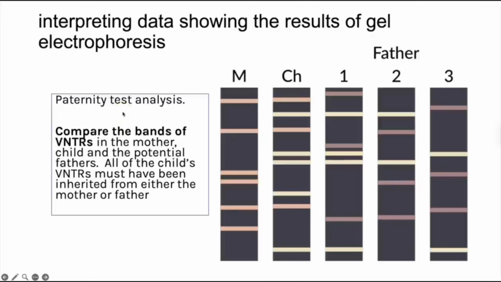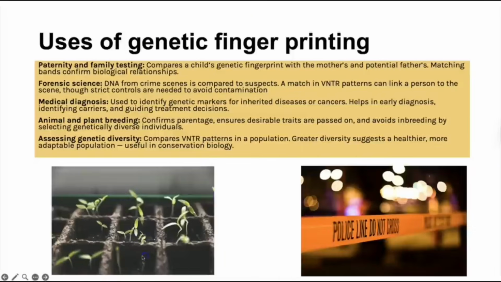So that can be used to interpret paternity tests as well. We could look at the mother and the child, and any band that the child has that isn't from the mother must be from the father. And that's how we can use it to work out which person must be the father. And I think actually in this one, there aren't any that are a perfect match. Number 1 almost is, but there's this band here that isn't in number 1.